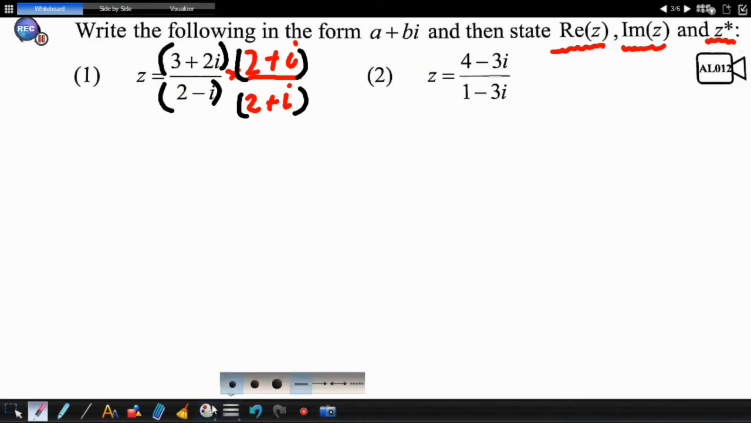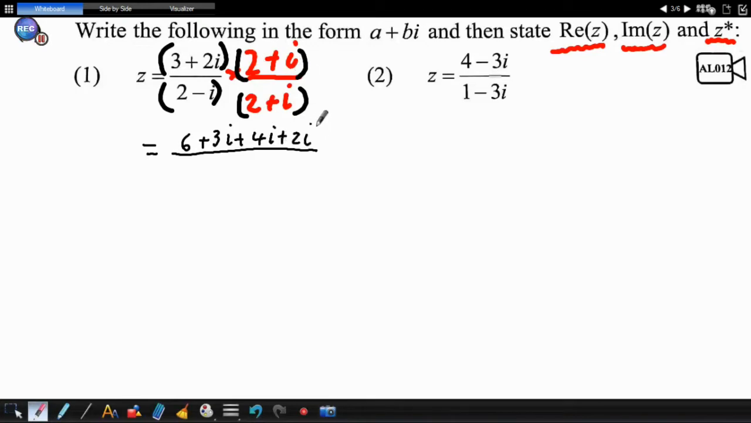Okay, so if I look at this, I will just have this times this will give me 6, and 3 times i will give me 3i. Then we have 2i times 2, which will give me 4i. And then 2i times i, which will give you 2i squared. At the bottom, guys, we can see this will just be 4 minus i squared.